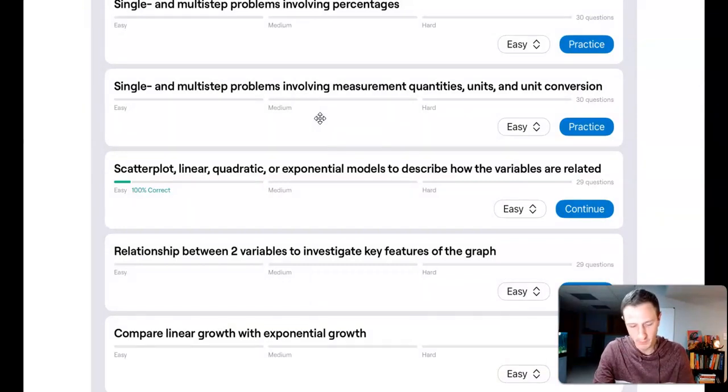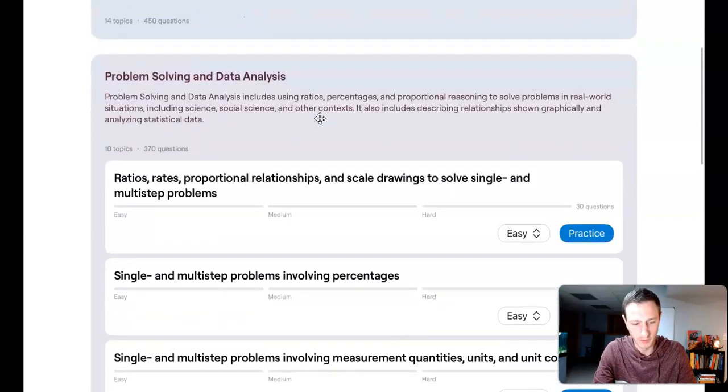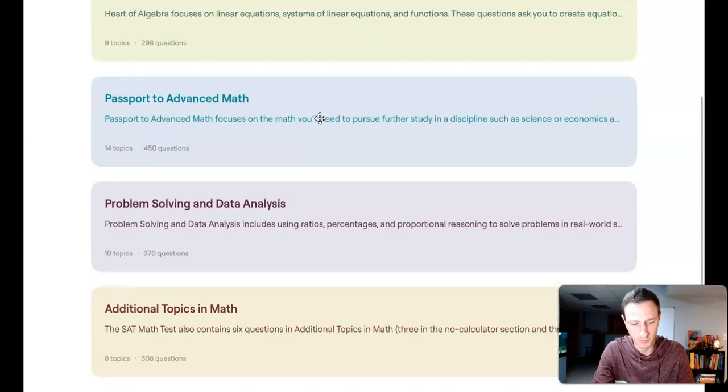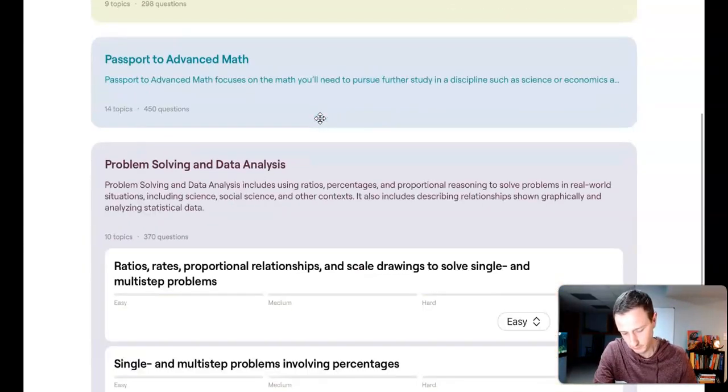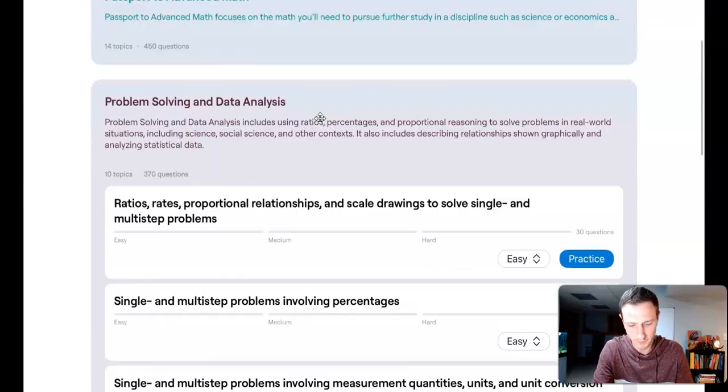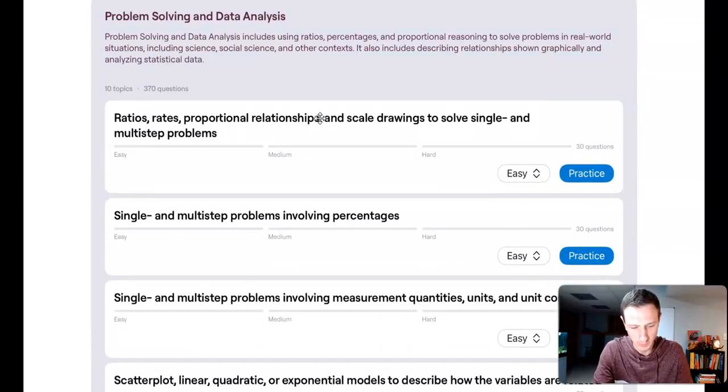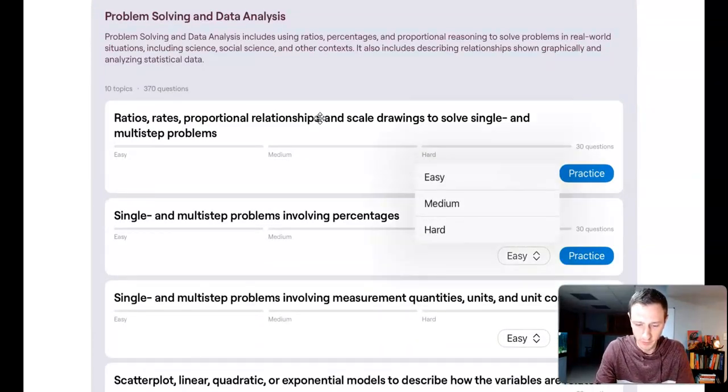Let's see. For my mediums, first one, category 3 I pulled. So which one is that? That's the same one we were just in. Question number 2. So topic 3, or category 3, question number 2. Single multi-step problems involving percentages. Now we're on medium, so let's check this out. Practice.